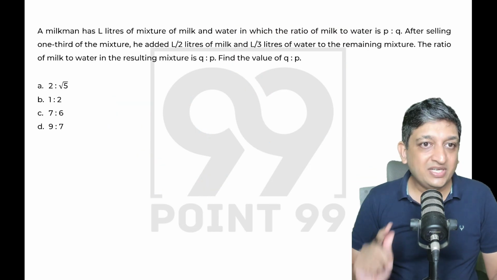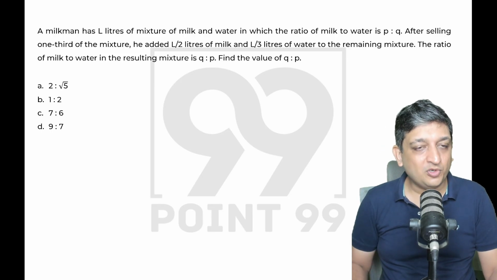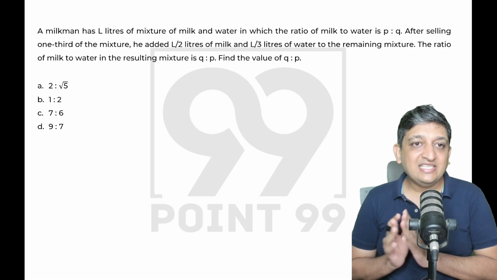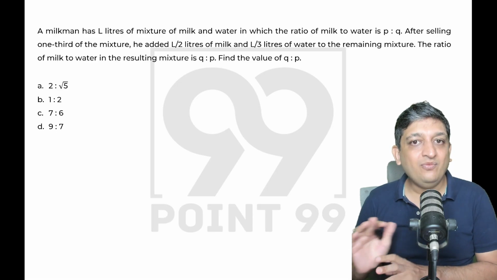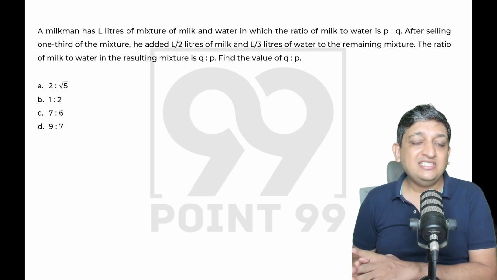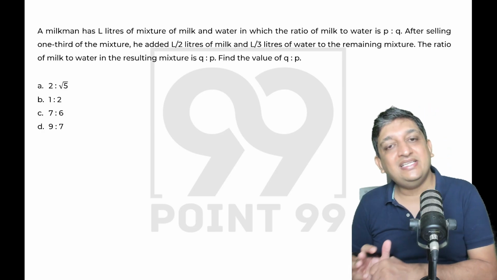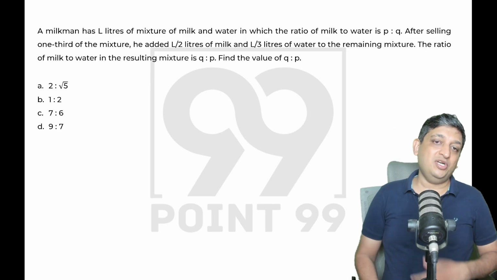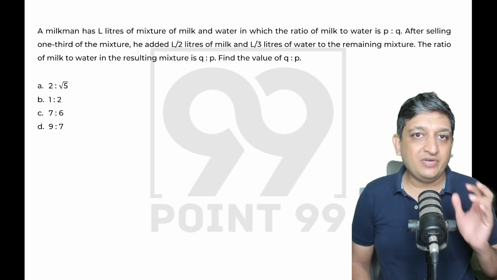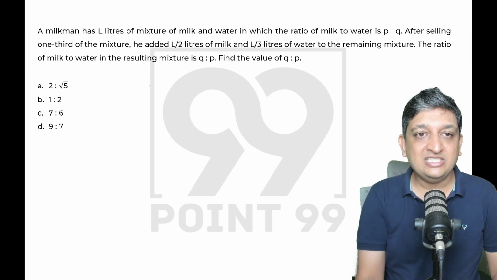Now look at this question, interesting question. Try this out on your own and then have a look at the solution that's going to follow. A milkman has L liters of mixture of milk and water in which the ratio of milk to water is P is to Q. And after selling 1/3 of the mixture, he added L by 2 liters of milk and L by 3 liters of water to the remaining mixture, and so on and so forth. Now this is a tough question if you look at it. But if you take your variables well, your life will become much easier.